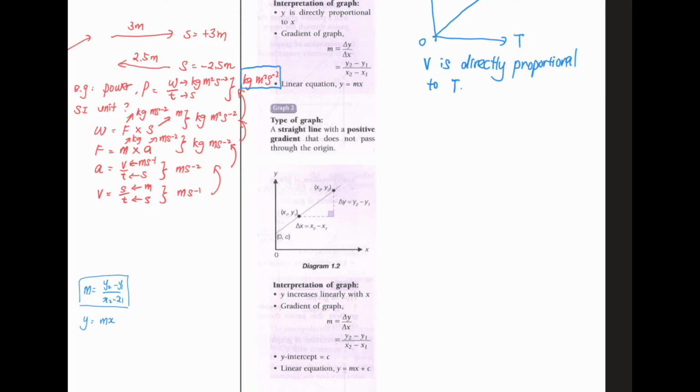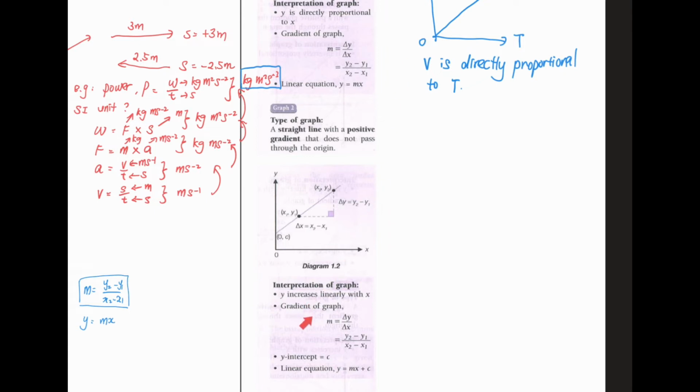Type of graph: a straight line with a positive gradient that does not pass through the origin. So that means there is a y-intercept over here. So it's a straight line with y-intercept. So how we set out the relationship: y increases linearly with x. So remember this way. Just now directly proportional, now increases linearly. The difference is this one has a y-intercept here, but just now the y-intercept is 0. Okay, come up from origin, in other words.